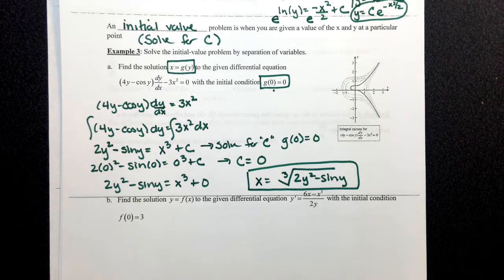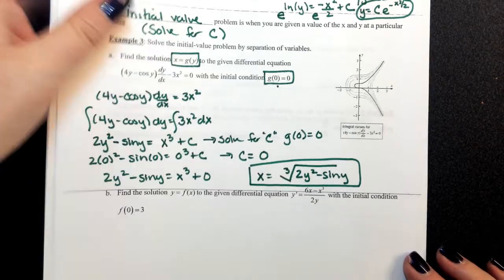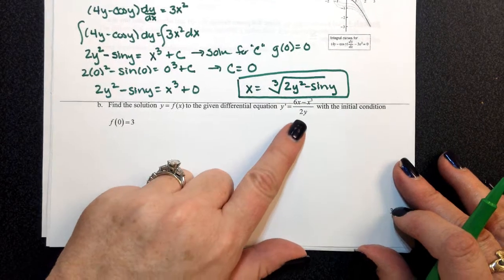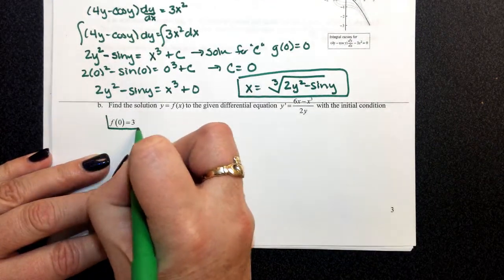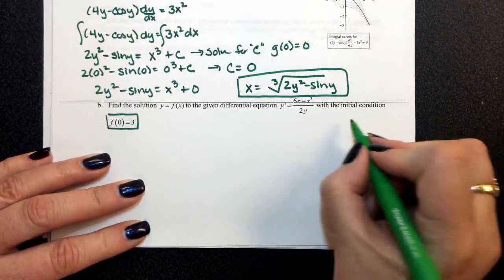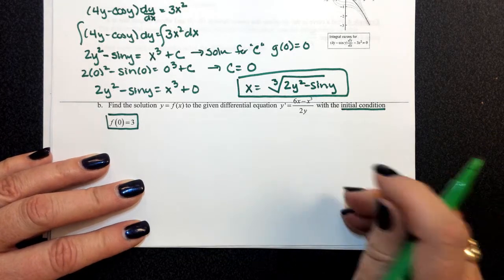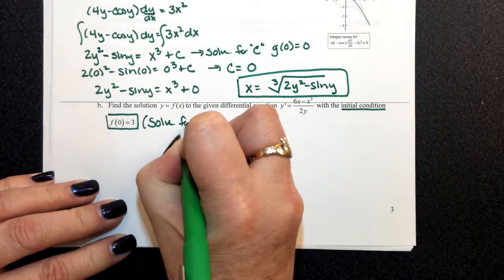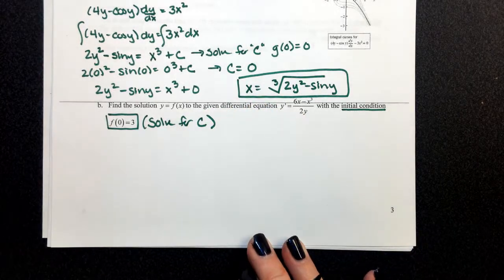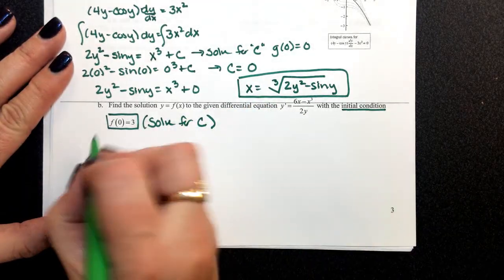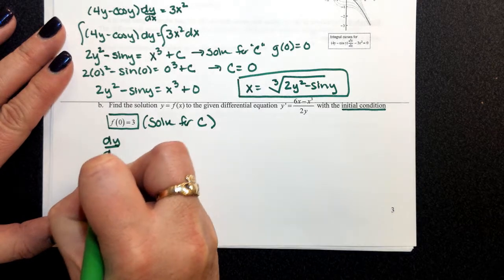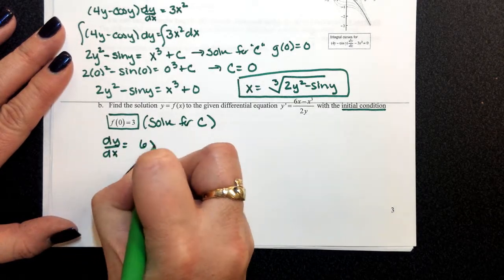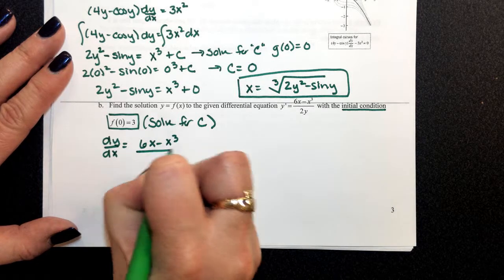So here's another one where they're giving you, again, in the y prime notation, but again, they're giving you this initial condition, f of 0 is equal to 3. So anytime they give you an initial condition, after you get done using your separation of variables, you are actually going to solve for c. Again, my first step is going to be to set up this dy dx is equal to 6x minus x to the third over 2y.